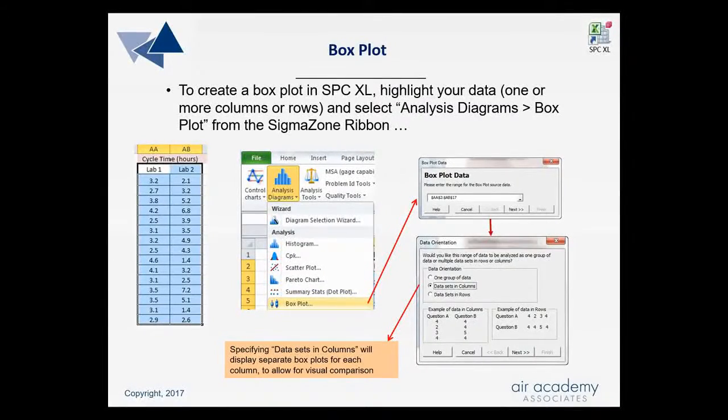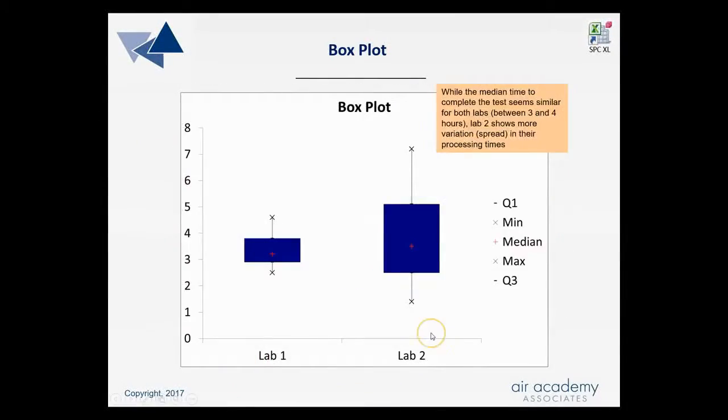Typically, most people work in the columnar format, but it doesn't matter. You could also have one group of data, but if we had only one group of data, we would more than likely use a histogram to characterize that set of data. But in this case, our data is in columns, and you need to check that, and then you say Next. And what will come up is the box plot. It's very simple. How do we interpret this box plot?